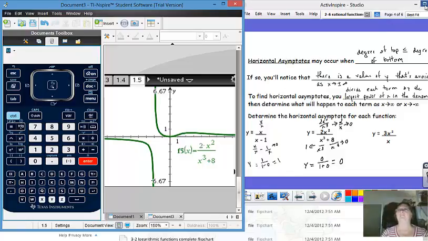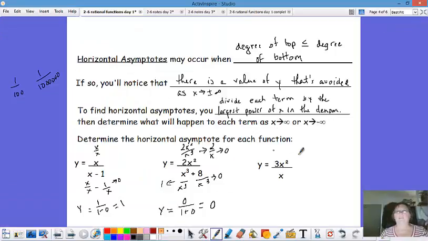Great. Let's see if we can look at this next one. The function is 3x squared over x. And we want to divide each term by the largest power of x in the denominator if the degree of the top is less than the degree of the bottom. That's not the case here. Folks, this one has no horizontal asymptote because we've got a higher degree on top than on the bottom. So no horizontal asymptote in this one. So that was the trick question. All right, let's go on and see.